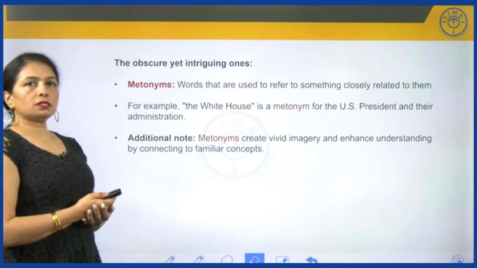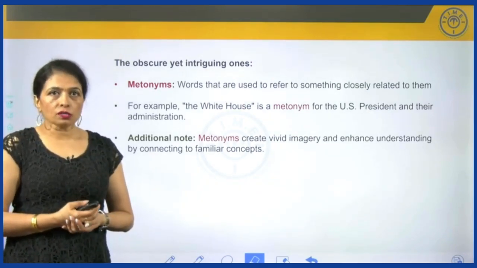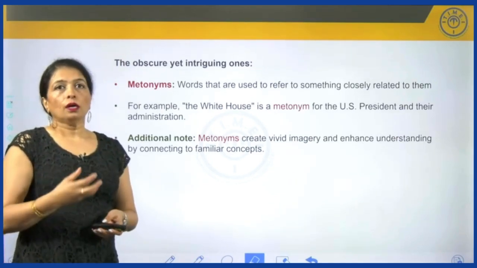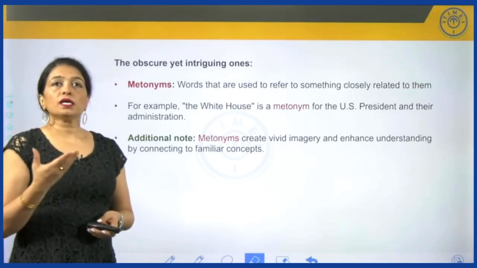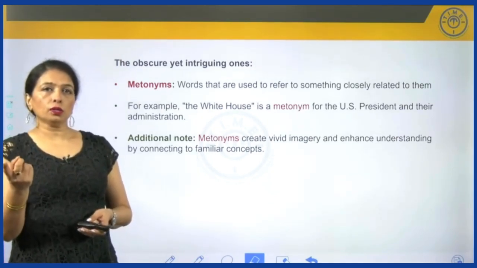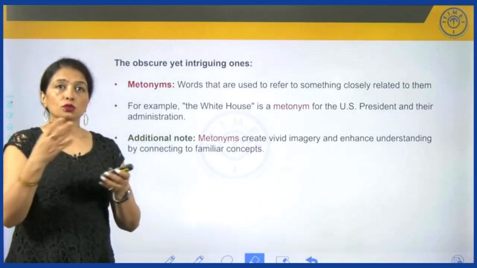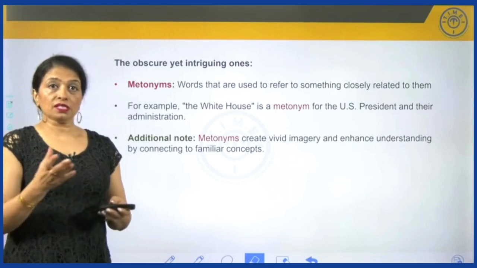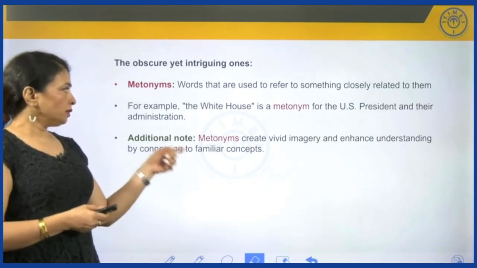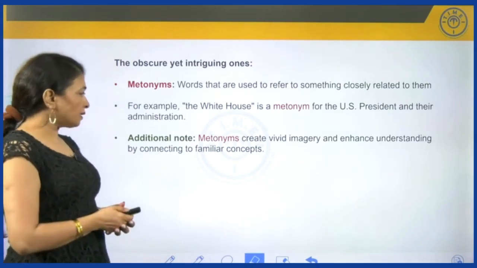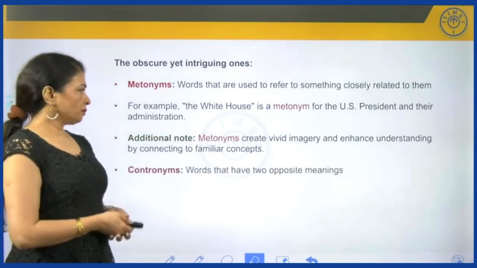Now, metonyms are very important because they create vivid imagery. As I said, the moment you come across this word, the White House, then you think about the US, you think about the US President, you think about so much that is associated with the US President and the US. So, they create vivid imagery and enhance understanding by connecting to familiar concepts.